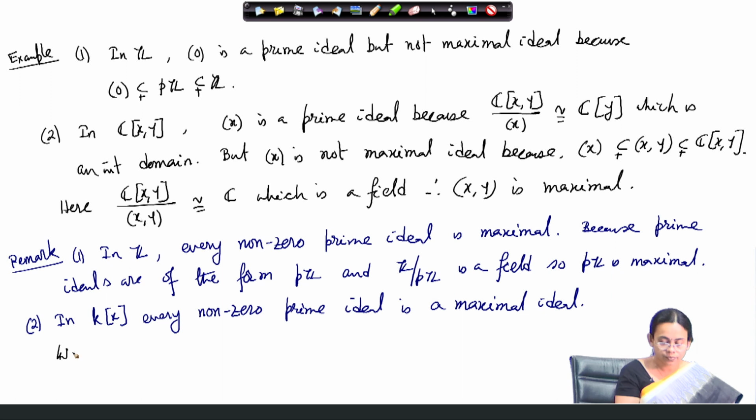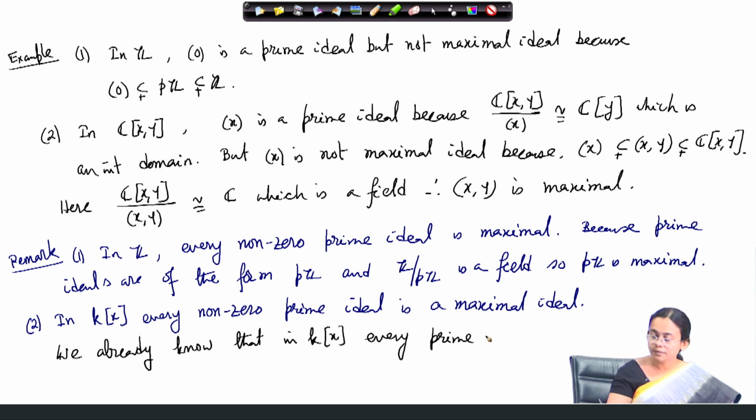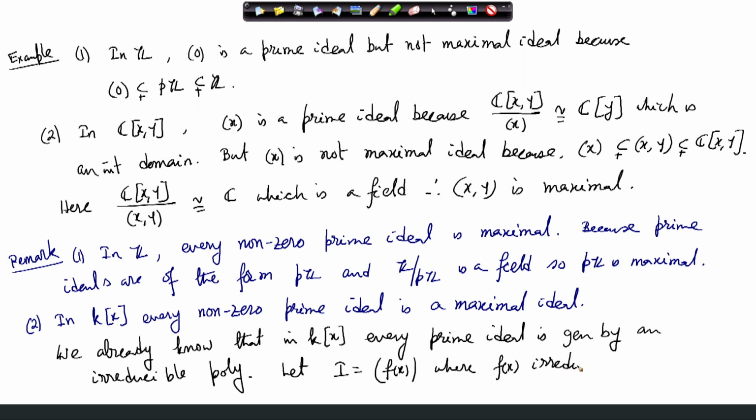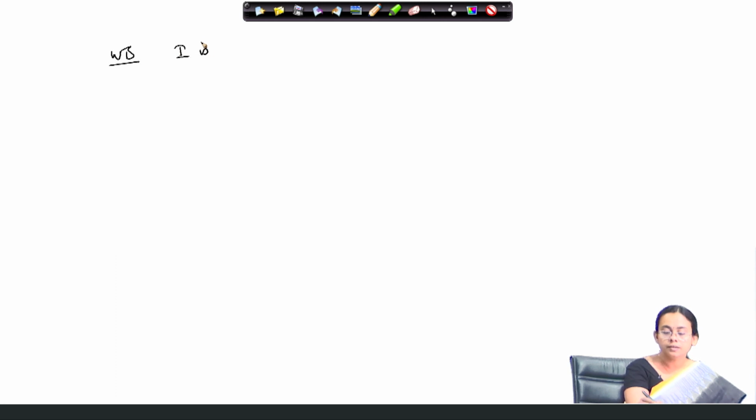So, we already know that in K[x] every prime ideal is generated by an irreducible polynomial. So, let I be the ideal which is generated by f(x), where f(x) is irreducible. Then we want to show that this ideal generated by f(x), this I, is in fact a maximal ideal.